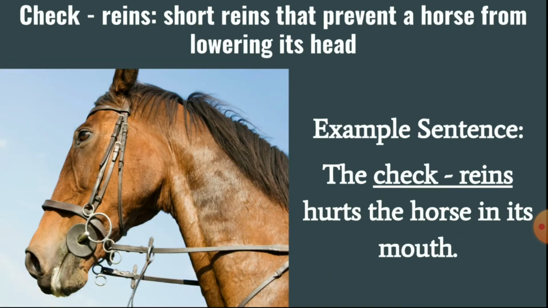Next word is check reins. Check reins means short reins that prevent a horse from lowering its head. Now you can see here near its mouth, you can see a circle part and a leather belt attached to it. Those are known as check reins. If you want to use the same words in a sentence, you can use it like, the check reins hurts the horse in its mouth. Let us go to the next word.